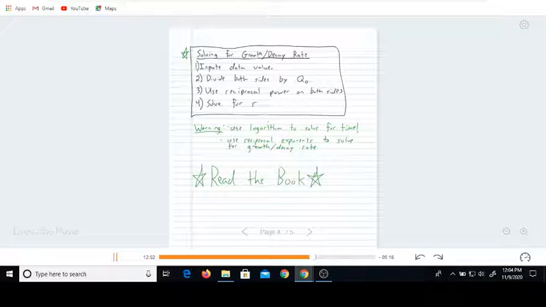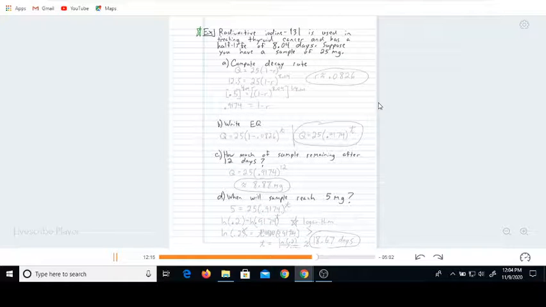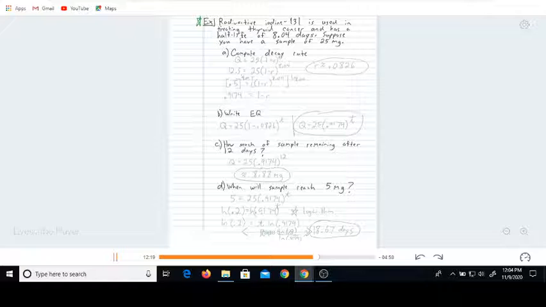We'll go ahead and do one last example. So here on the very last example, we got radioactive iodine-131. Radioactive isotopes are used frequently in the medical field. This particular radioactive isotope is frequently used in treating thyroid cancer. It has a half-life of 8.04 days. Suppose we got a sample of 25 milligrams.